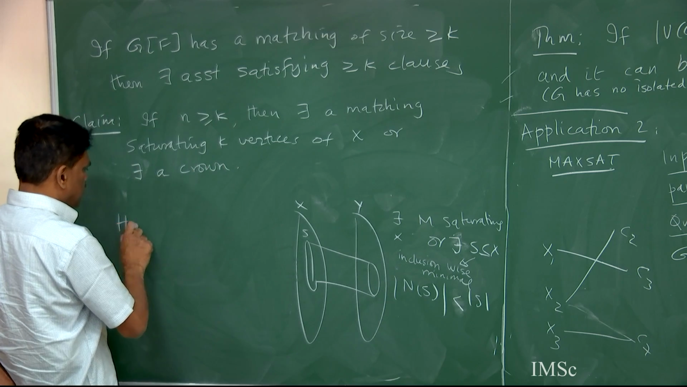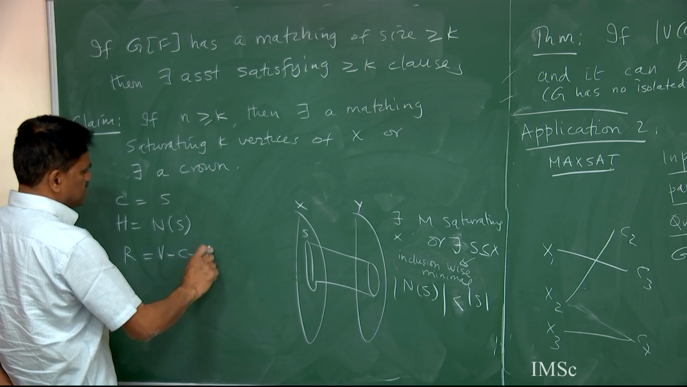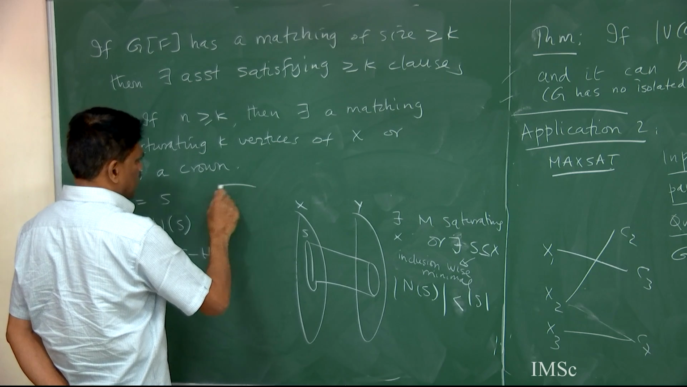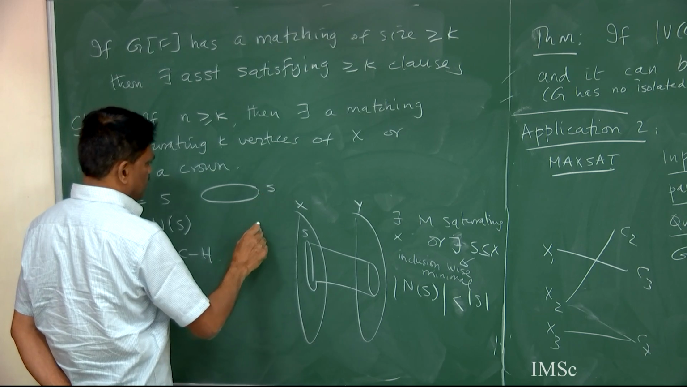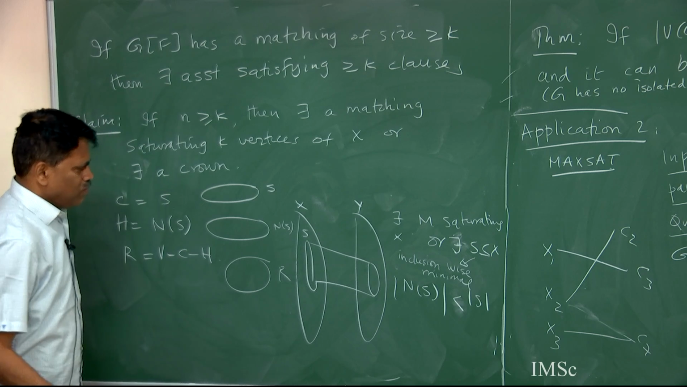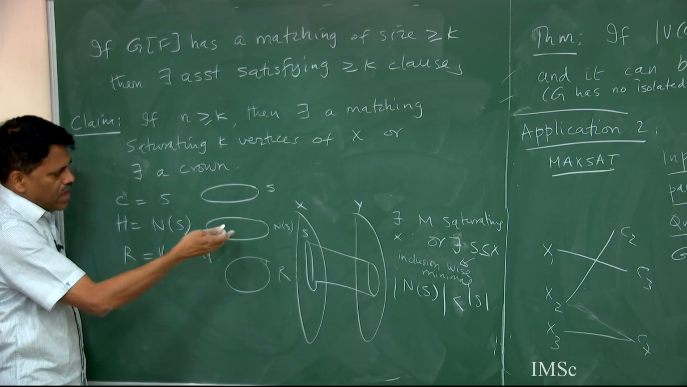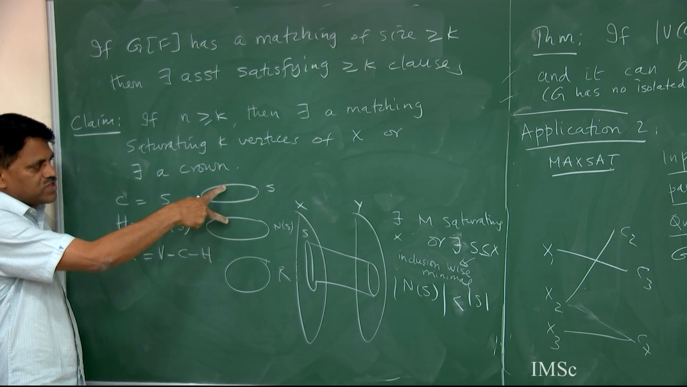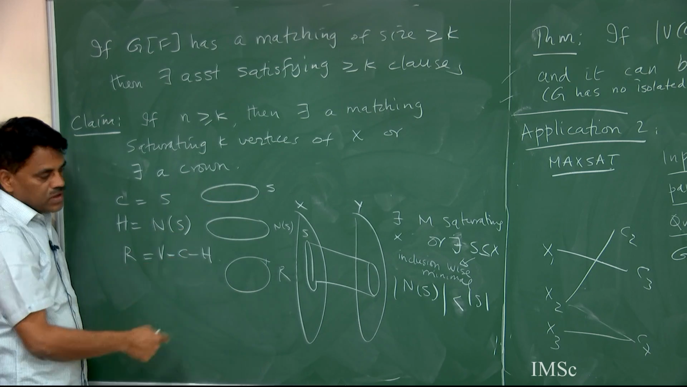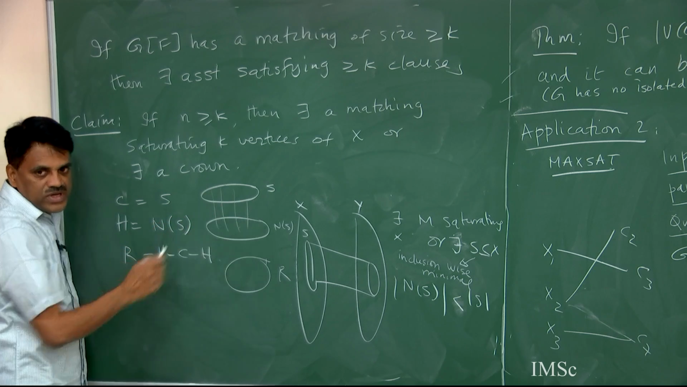is going to be H is N of S and my C is S and R is V minus C minus H. So why is this a crown, right? So this is my S, this is my N of S and this is the rest. I mean most of the properties are satisfied. S is non-empty because Hall's theorem gave me this, so these two sets are non-empty. There is no edge from here to here because this is exactly N of S. So there is no edge from S to R. So I just need to show that there is a matching that saturates all these vertices, right?